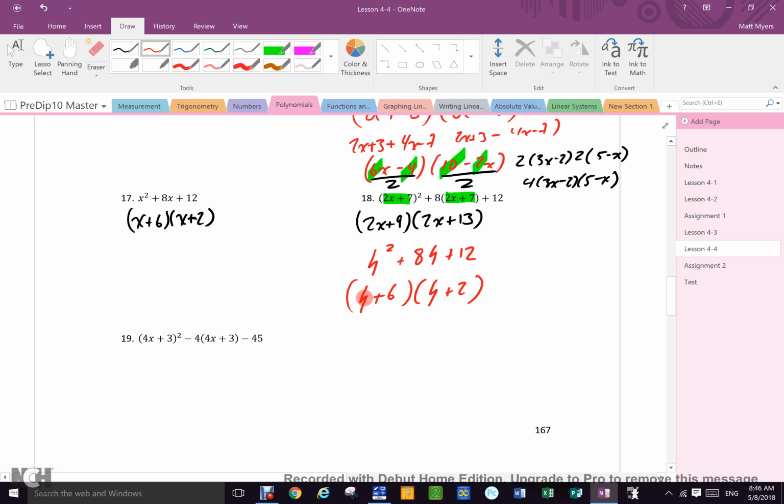But there's no lightning bolt in the original question, is there? So what does that lightning bolt become? 2x plus 7. So this is 2x plus 7 plus 6. What's 7 plus 6? 13. And this is 2x plus 7 plus 2. What's 7 plus 2?